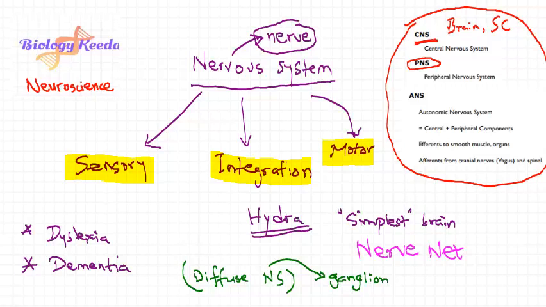So these are peripheral nervous systems, and as everything is connected, we have something called the autonomic nervous system. The autonomic nervous system is the ANS, which contains both the central nervous system and the peripheral nervous system. The autonomic nervous system contains, as you can see, efferents to smooth muscles and organs, efferents from cranial nerves and the spinal cord. So this is an introduction to the nervous system.